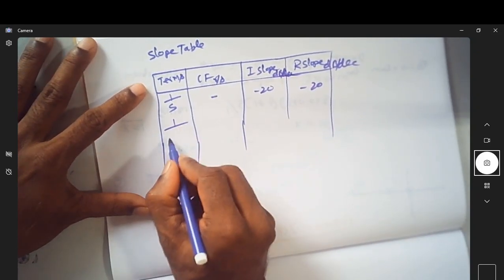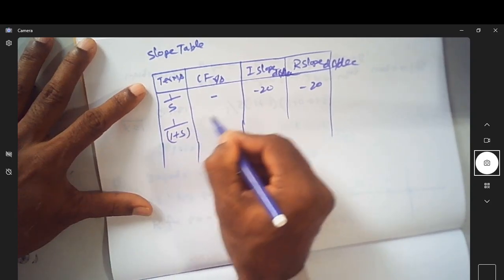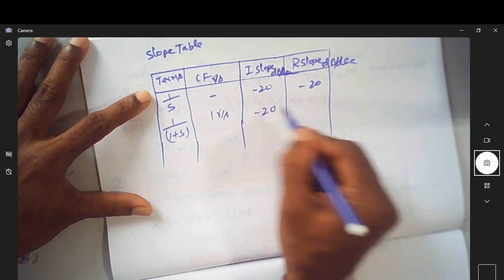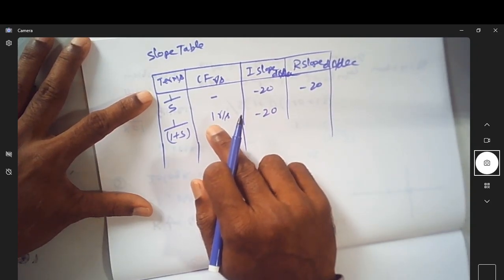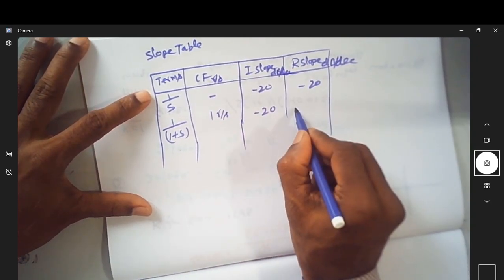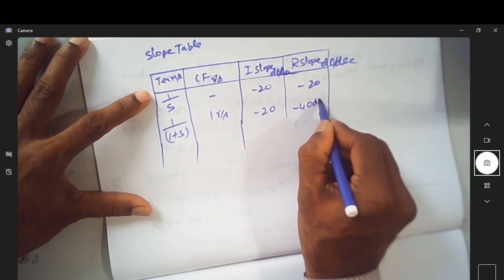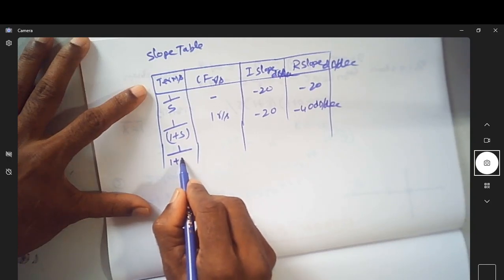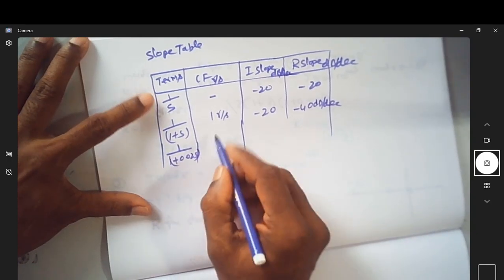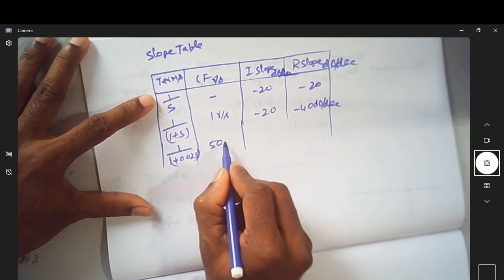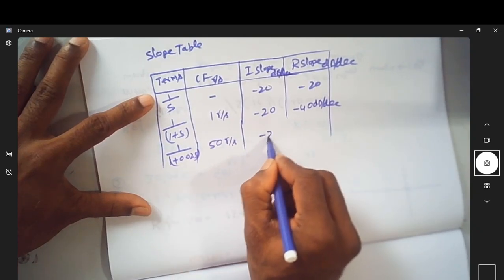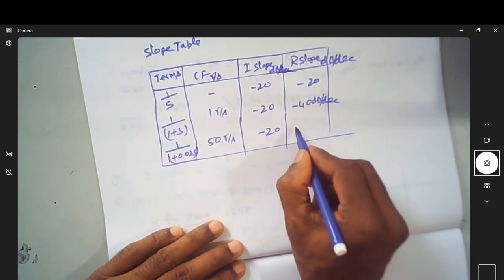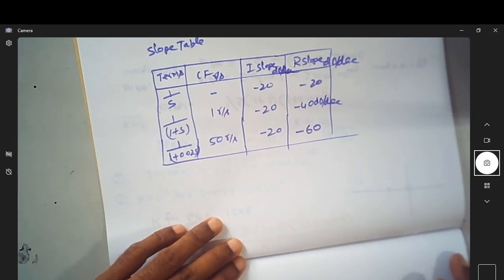Then we have the next term, which is 1 over 1 plus S, where the cutoff frequency is 1 radian per second. This is again having a slope of minus 20 dB per decade after 1 radian per second. So after 1 radian per second, the resultant slope becomes minus 40 dB per decade. Then we have the next term as 1 over 1 plus 0.02 S, which results in a cutoff frequency of 50 radian per second. This is also having a contribution of minus 20 dB after 50 radian per second. So the overall slope becomes minus 60 dB.